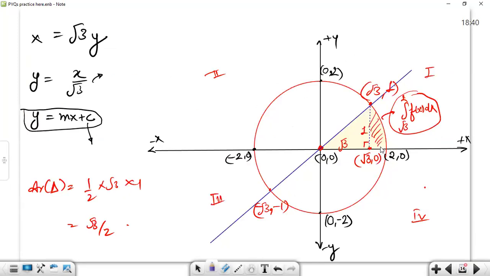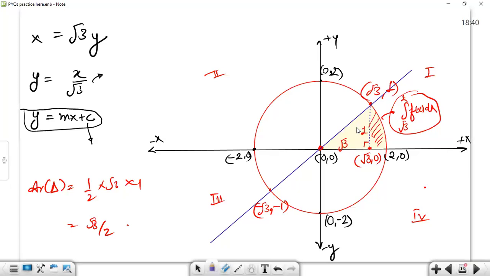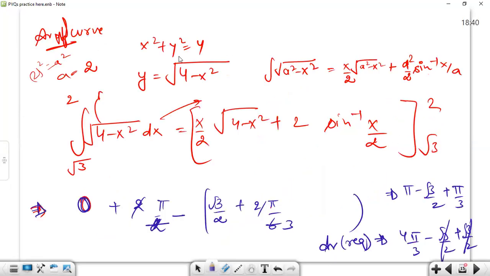It's not the case here. The area of the region in the first quadrant enclosed by this line and the circle. We are doing it right. The area of the triangle should be root 3 by 2. Now the area of the circle: x square plus y square, 4 minus x square. It should be in the form square root of a square minus x square: x by 2 into the square root of 4 minus x square, plus a square, which is 4 by 2, will make it 2 sine inverse of x by 2.